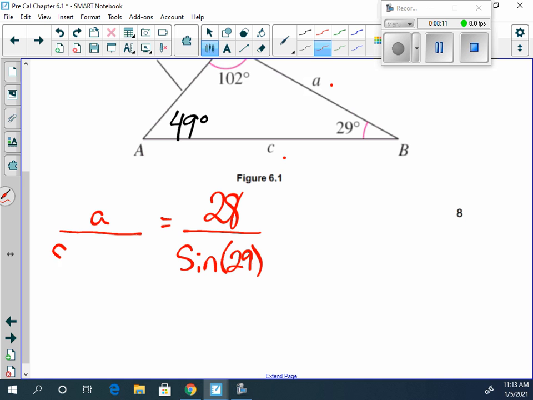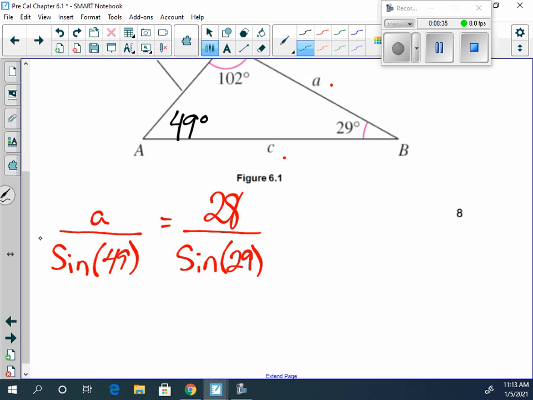Now we're going to put it over sine of what? 49, because the angle opposite side A is 49. So we have this here. A over sine of 49 is equal to 28 over sine of 29. Any questions on this so far?